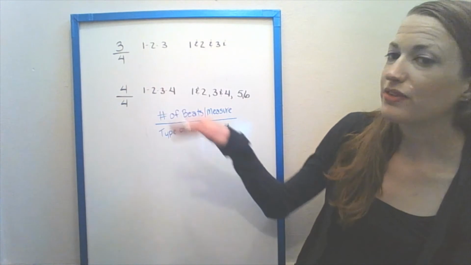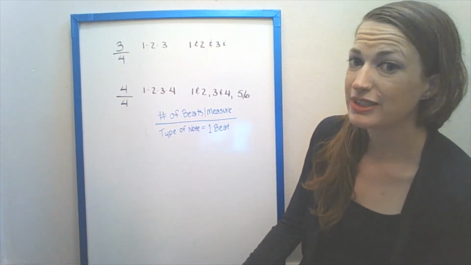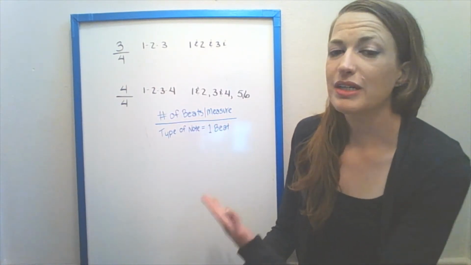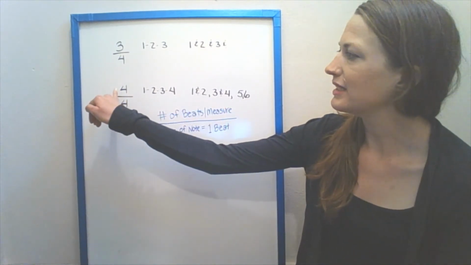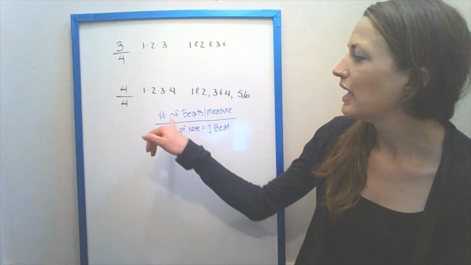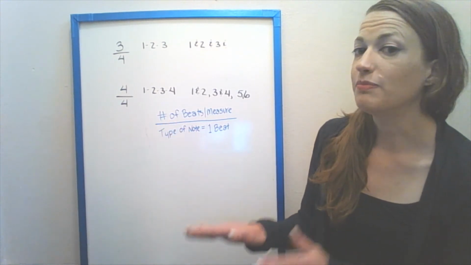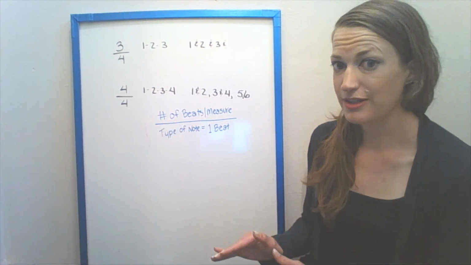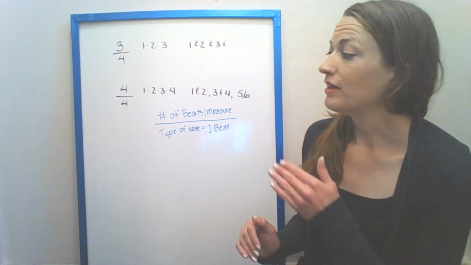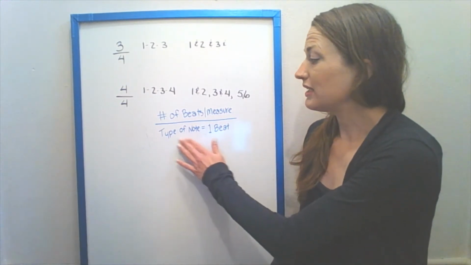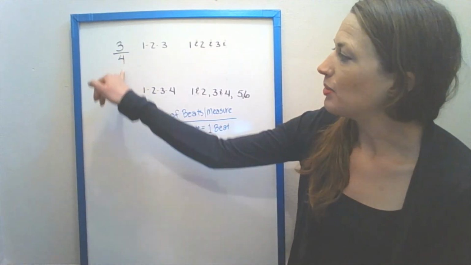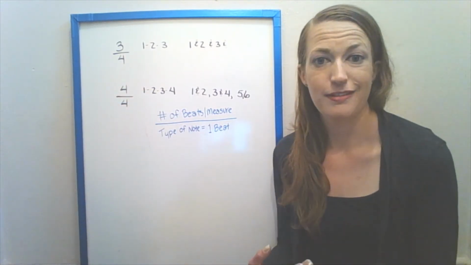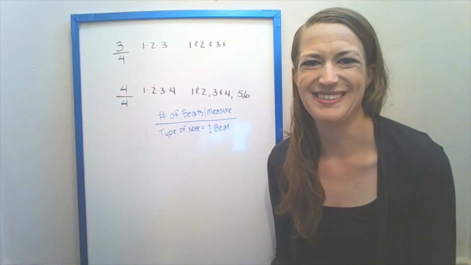To talk a little bit further about your music understanding, when we talk about these time signatures, the top number, so in this case the 4 or the 3, tells us the number of beats in a measure. The bottom number tells us what type of note is getting one beat. So these are just a couple of examples. There are a handful of other time signatures that you will find.